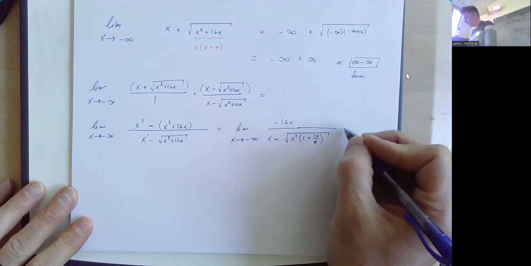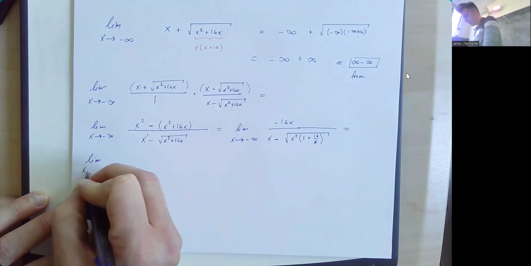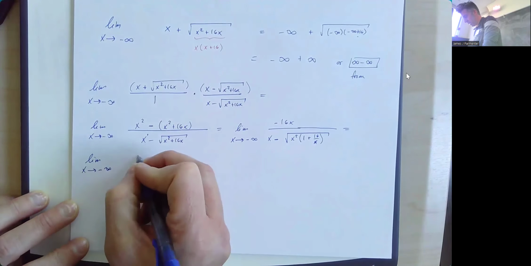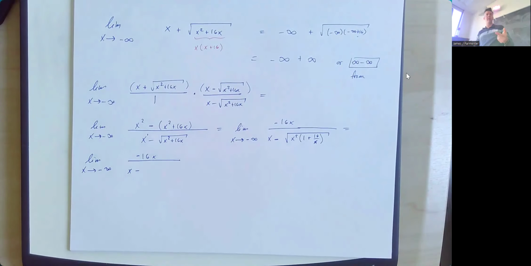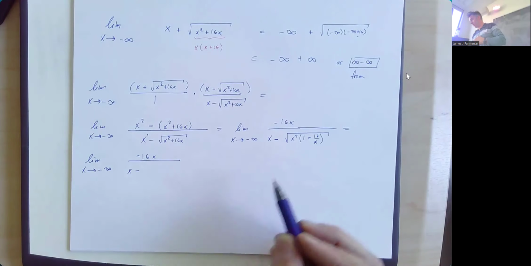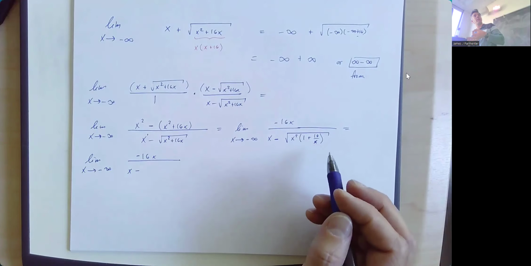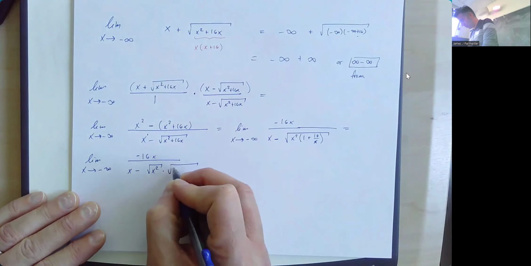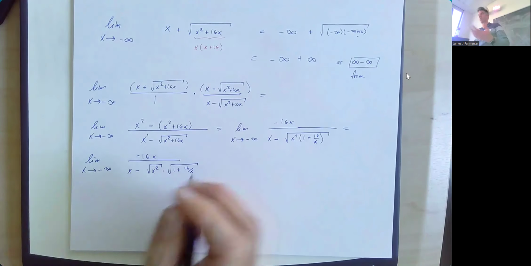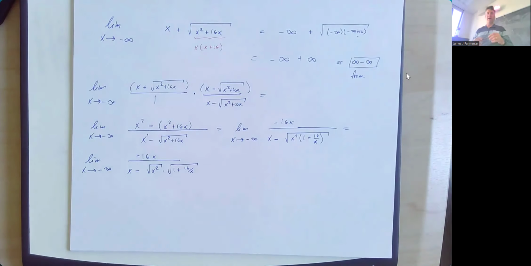I'm going to rewrite this because there is something really important to see here. So you have the negative 16x on top. You have an x minus. When you have the square root of a product of things, like the square root of 4 times 9, you can either think of it as the square root of 36, which is 6, or you can think of it as the square root of 4 times the square root of 9, which is 2 times 3, which is 6. Meaning, when you have the square root of this times this, you can break it up. You can write that as the square root of x squared times the square root of 1 plus 16 over x. Totally valid. All right, and here comes the trick question.